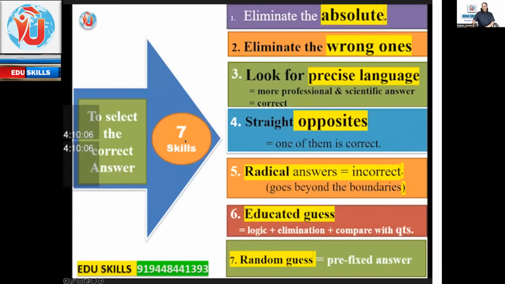To select the correct answer, 7 skills, elimination skills: eliminate the absolute. So all is an absolute expression. So automatically it is eliminated. Eliminate the wrong ones, looking for precise language, straight opposites. One of them is correct. If there are 3 options or 4 options, you find 2 opposites. If 2 options are opposites, you can immediately eliminate the other 2 and one of these 2 will be correct. Radical answers are always incorrect. They go beyond boundaries, radical answers. So educated guess, logic, elimination, and compare with random guess, prefixed answer, all those things I have explained.